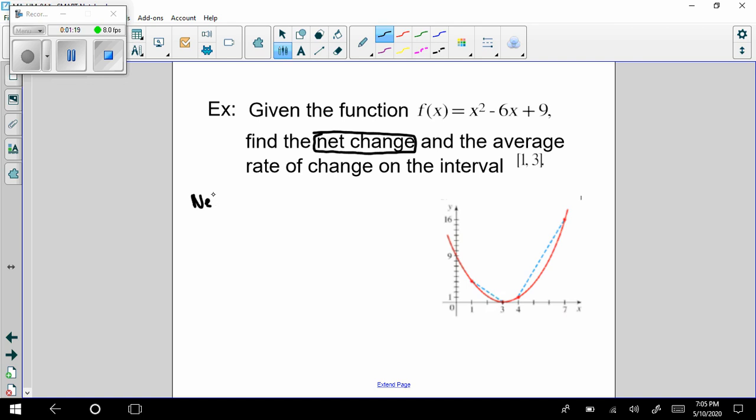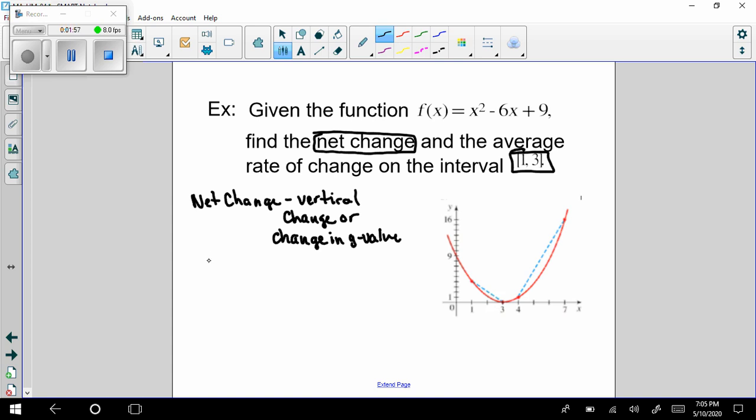So net change is only the vertical change, or the change in the y value as you move from one point x to the other point x. So we are doing this one on the interval 1 to 3. So we need to calculate a couple of values. You can probably see them on the graph. But if those points weren't nice points, you would need to be able to calculate them.